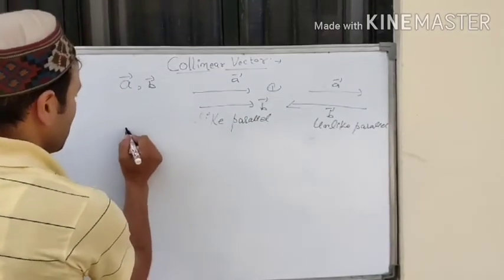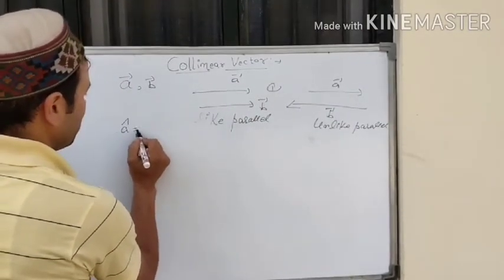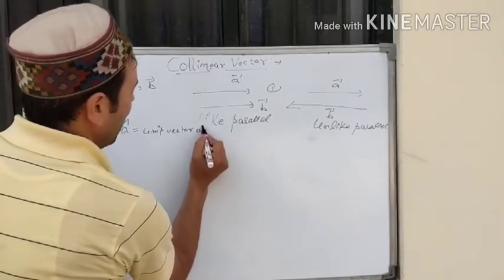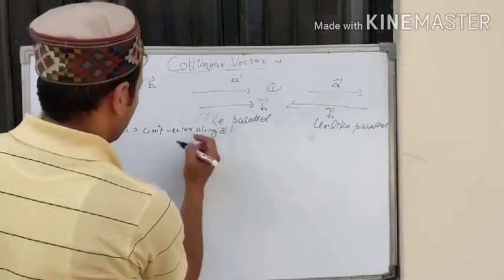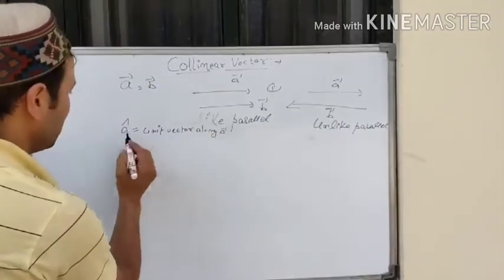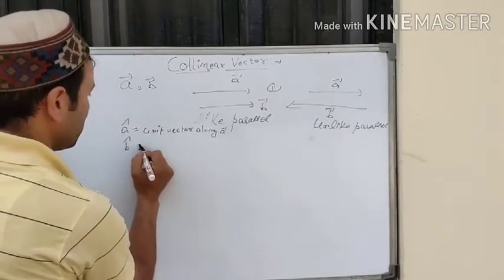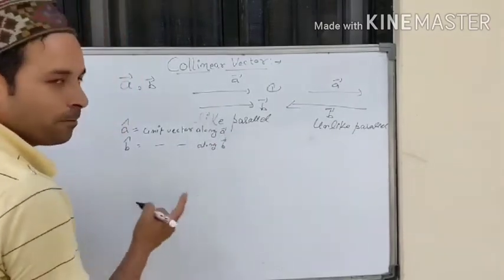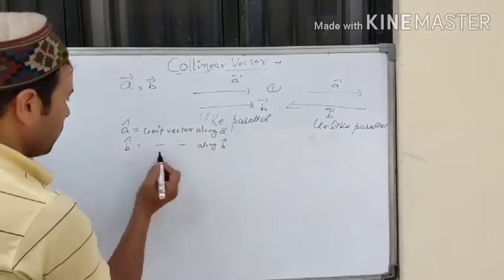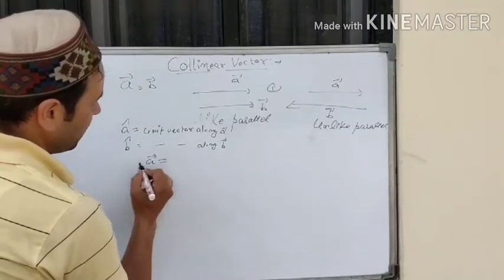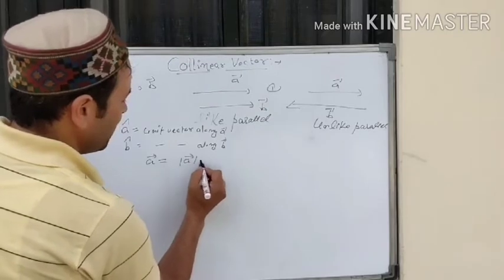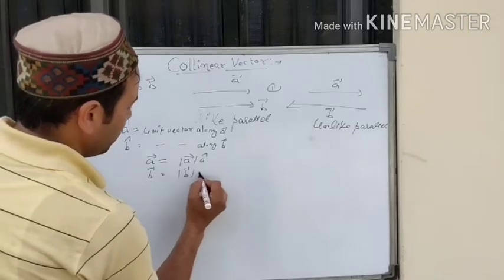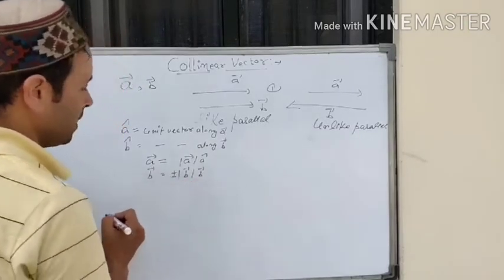Suppose that A cap is the unit vector along A vector direction, and B cap is the unit vector along B vector. So in this case, we can say that A vector is equal to magnitude of A into direction of A. B vector is equal to magnitude of B into direction of B, but plus minus.